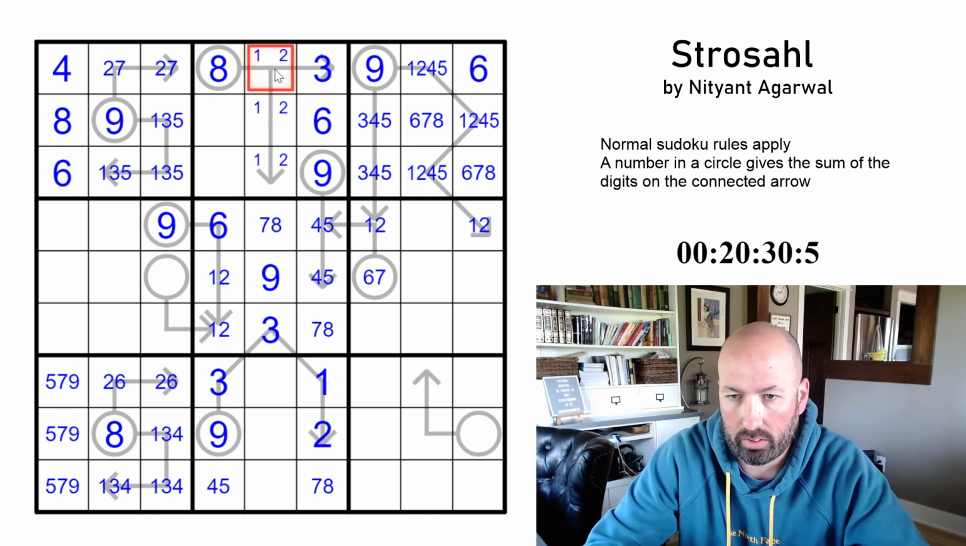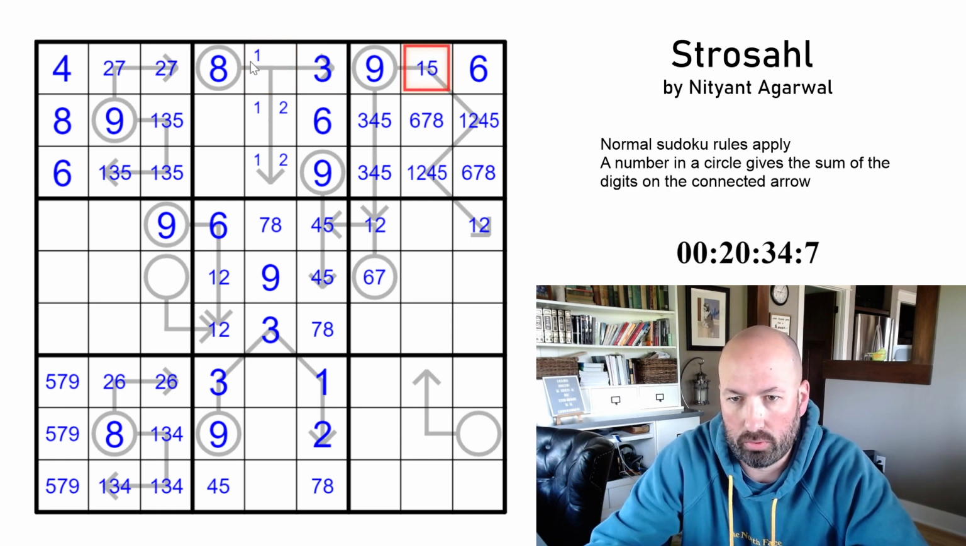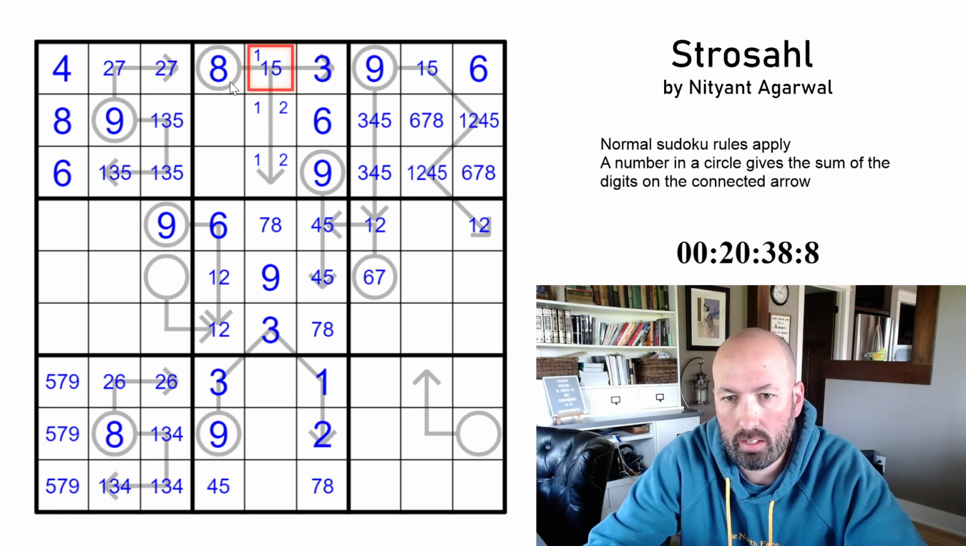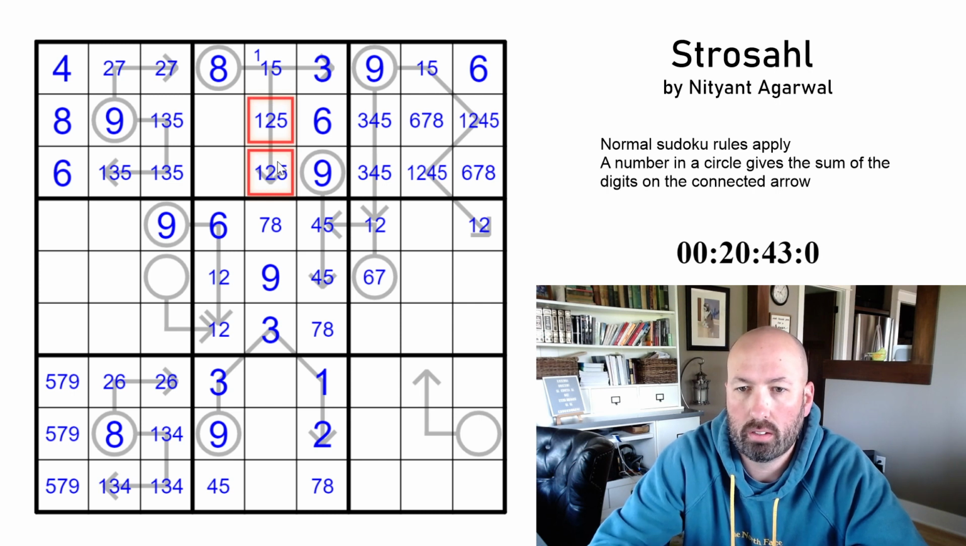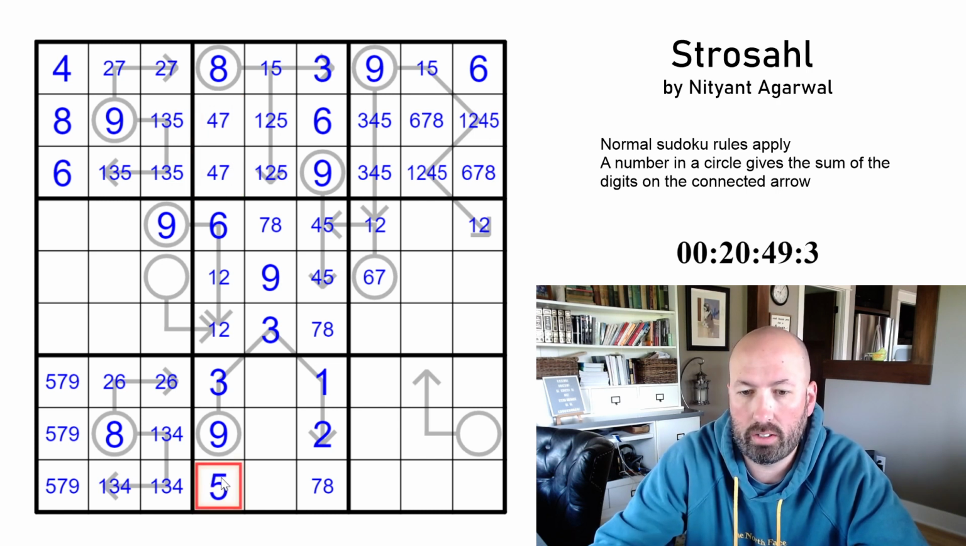This can't be 2 anymore. This can't be 2 or 4, so it's a 1 or a 5. These are 1 and 5. This is 8, so it's going to be 1, 2, 5. This is then 4 and 7, so this is 5 down here.